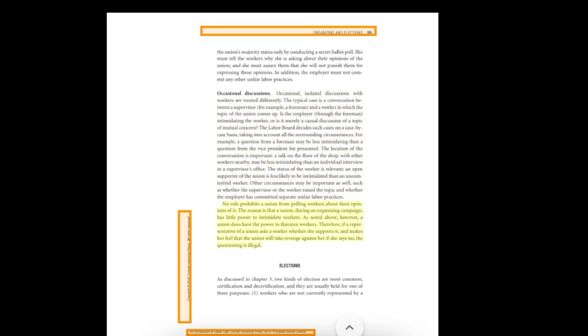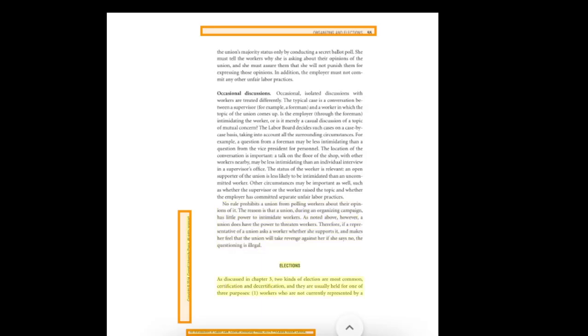No rule prohibits a union from polling workers about their opinions of it. The reason is that a union, during an organizing campaign, has little power to intimidate workers. As noted above, however, a union does have the power to threaten workers. Therefore, if a representative of a union asks a worker whether she supports it, and makes her feel that the union will take revenge against her if she says no, the questioning is illegal.